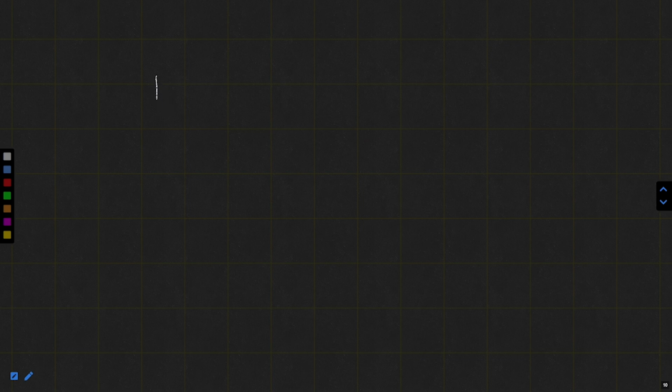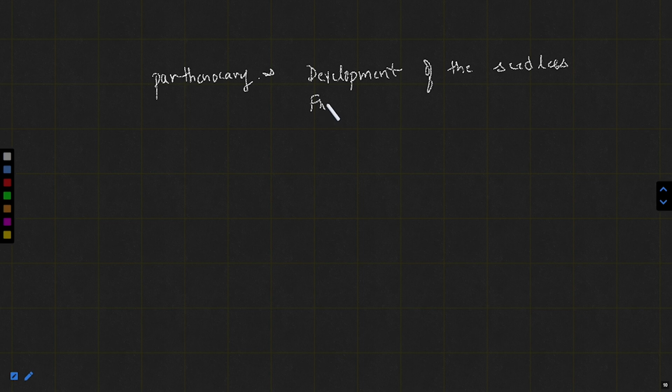Clear? So what is parthenocarpy? So this is very important. Parthenocarpy is the development of seedless fruits without fertilization. Clear? So here the fruits are developed, they are seedless. Okay, because the ovule, or the seeds produced, they are not viable. That's why the fruits are seedless.